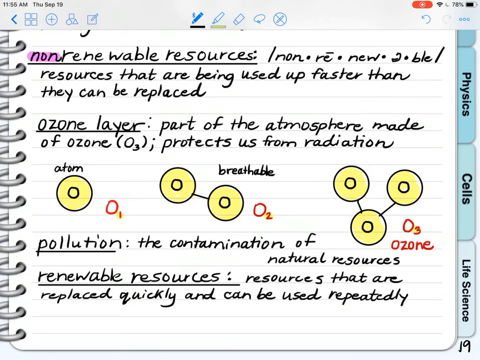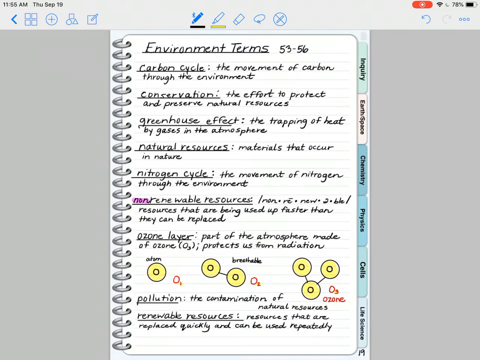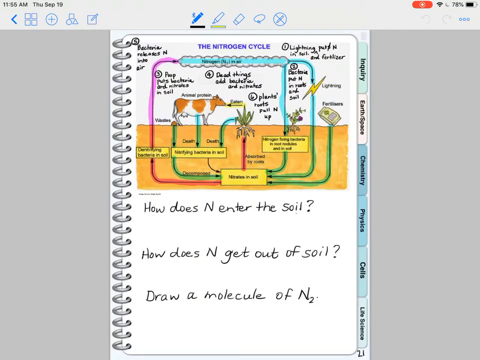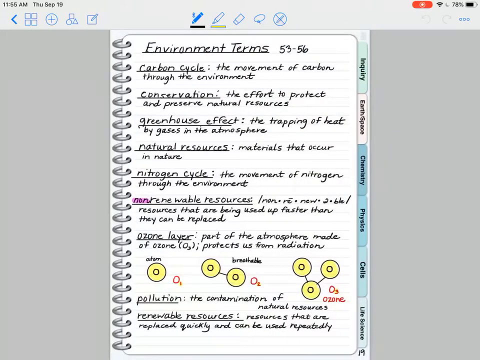Okay, this is the last of this page of terms, and I'm sure you are as tired of writing as I am. The next 2 pages, we're going to look at the carbon cycle and the nitrogen cycle, and we will come back to those in the next video.